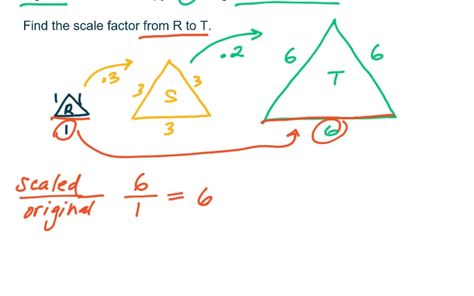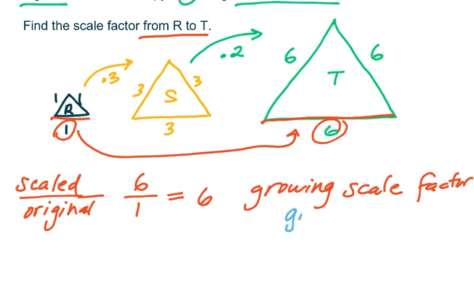This makes sense to me because I know that I'm looking for a growing scale factor. And that's because triangle T is larger than triangle R. So in order to make that happen, I needed a growing scale factor. Growing scale factors are ones that are greater than 1. So when I got a scale factor of 6, that gave me some confidence in my answer because I was expecting a scale factor greater than 1.